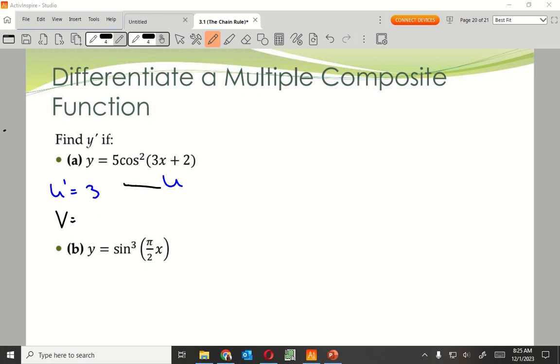So look at it like this. If this was 5 cosine squared x, I would have to identify cosine as the u value. But because this over here is not an x, it's a composite, that means there's another function in here. That's the reason why this is not going to work, so I'm going to call this one the cosine of u.